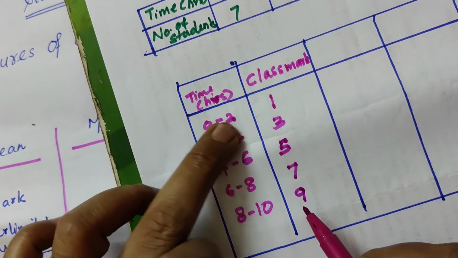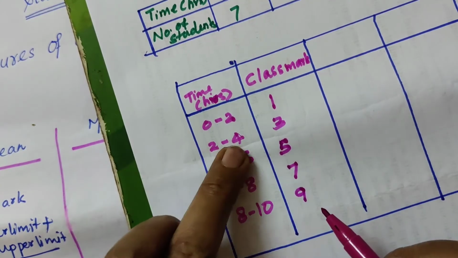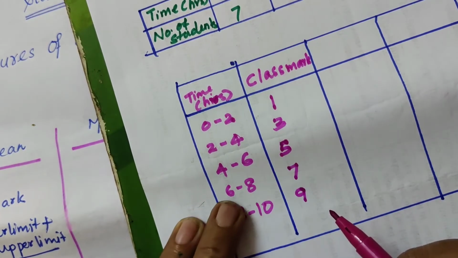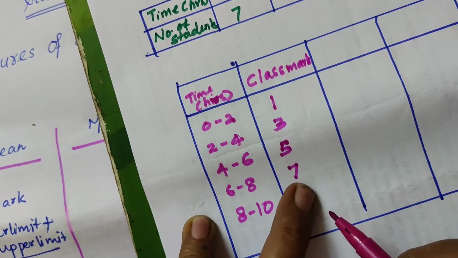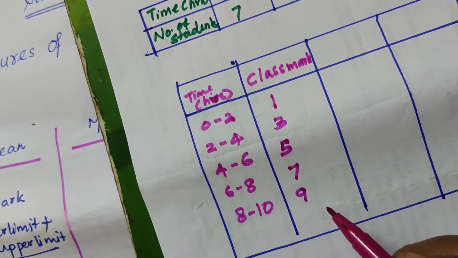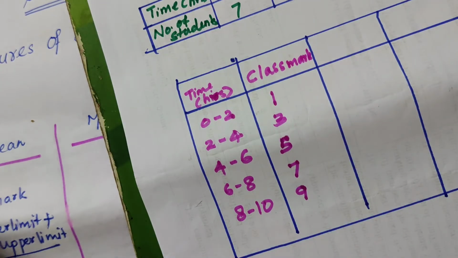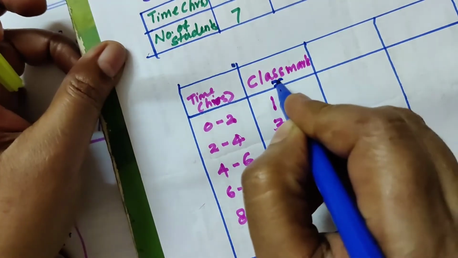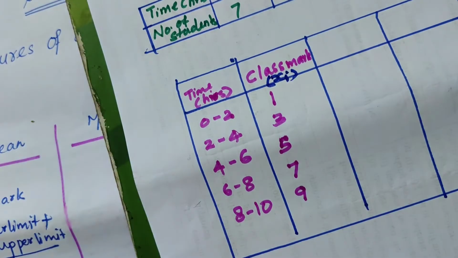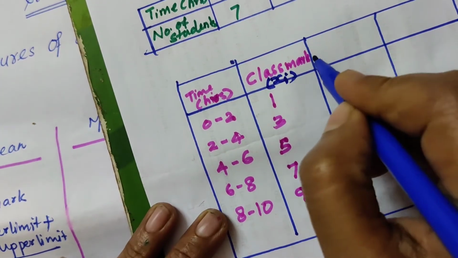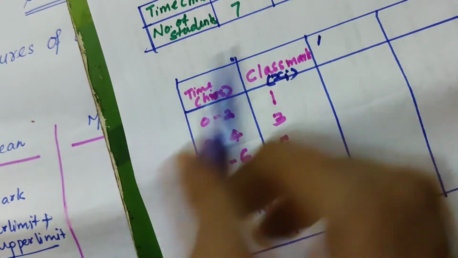See, 0, 1, 2: the mid number came here. 2, 3, 4: 3 is the mid number. 4, 5, 6: 5 is the mid number. 6, 7, 8: 7 is the mid number. 8, 9, 10: 9 is the mid number. Class mark means the midpoint of the class. Now, this class mark we will denote by xi. What is xi? The class mark of each class. Next we should write the number of students.